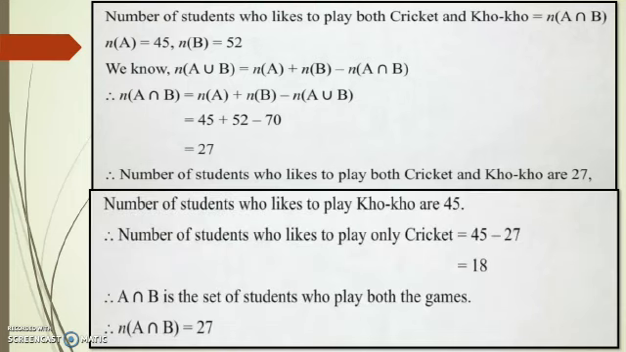Number of students who like to play cricket are 45. Number of students who like to play only cricket: out of 45, 27 play Kho-Kho also. So 45 minus 27, which is equal to 18. Therefore, A intersection B is the set of students who play both the games. So number of elements in A intersection B equals 27.